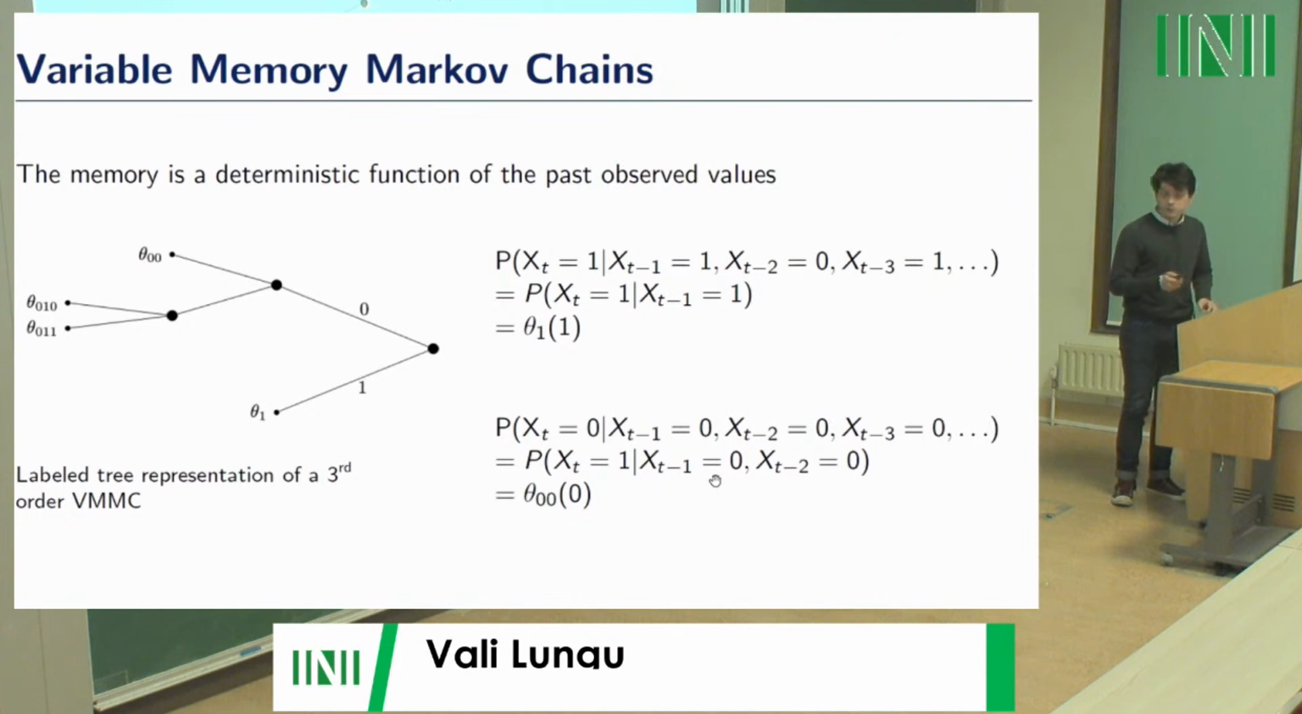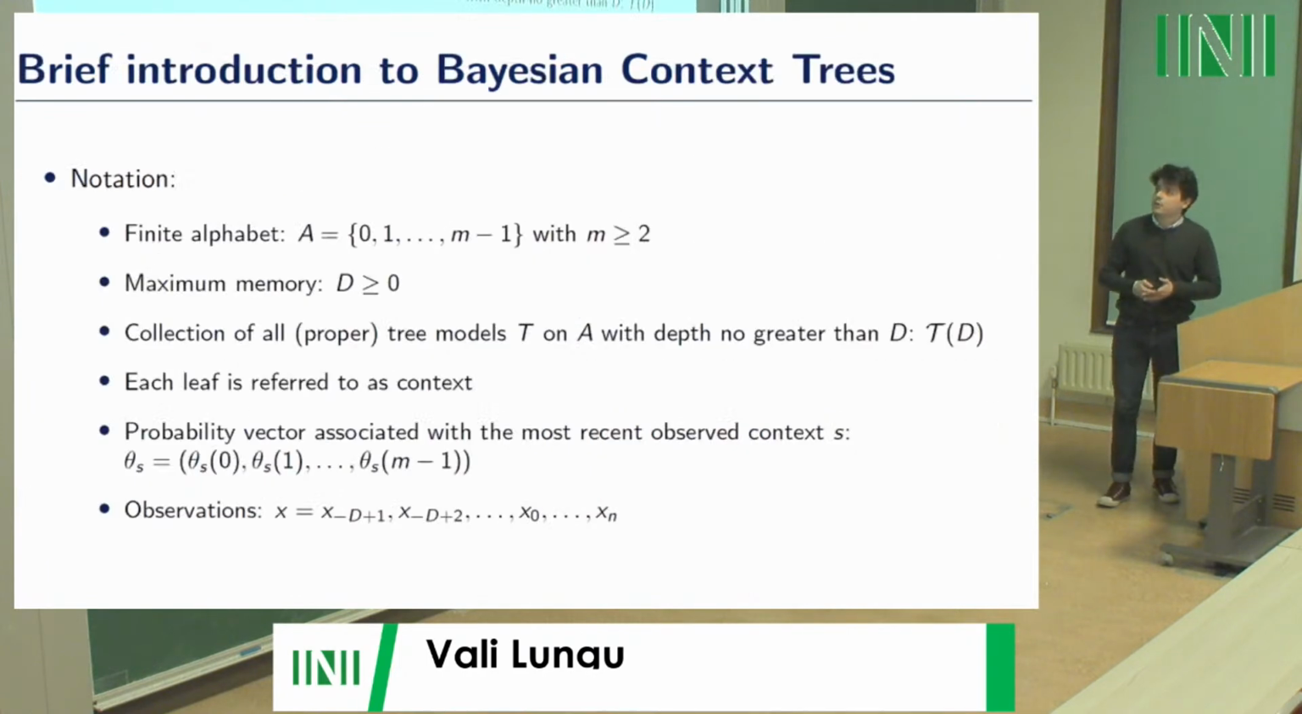So the first problem I want to address in this talk is: you're given a discrete time series. The question is, how do you find the VMMC which best fits your observed data? You can use the so-called Bayesian context tree framework. And before I go over it, I just want to introduce some notation. We have our finite alphabet A, which let's say contains m elements. We have the maximum memory D. We denote by curly T of D the collection of all proper tree models T on A with depth no greater than D. Each leaf is going to be referred to as a context.